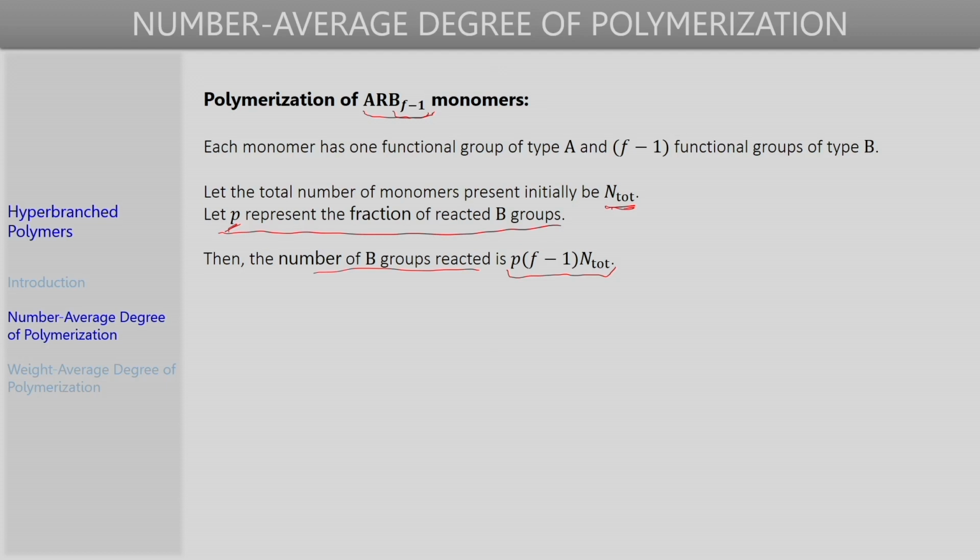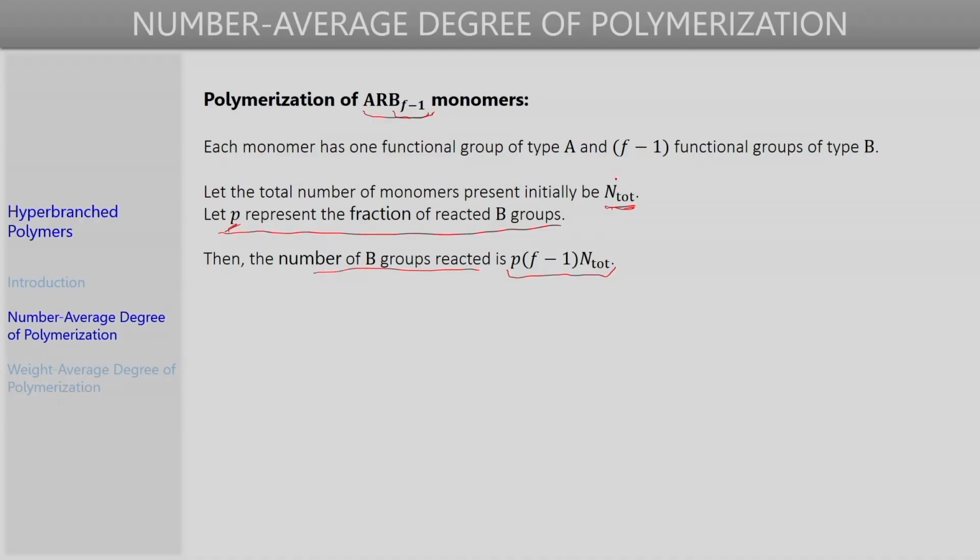Okay. So, how this comes about is, if we consider a single monomer molecule, then that contains F minus 1 functional groups of type B. Initially if we have n tot monomer molecules, then the number of functional groups of type B present will be n tot multiplied by F minus 1. And if at a certain point a fraction P of these functional groups of type B have reacted, then the number of groups that have reacted will be just this fraction P times the total number of groups of type B that were present initially. So, that will be P times F minus 1 times n tot.